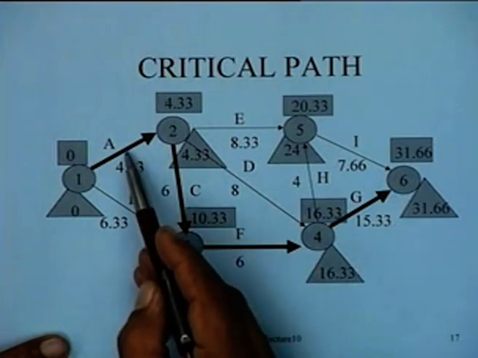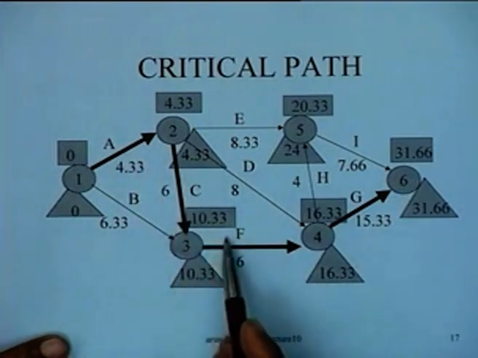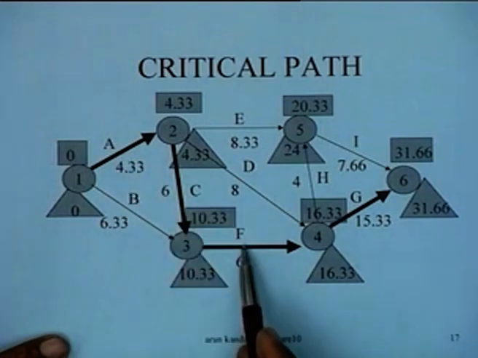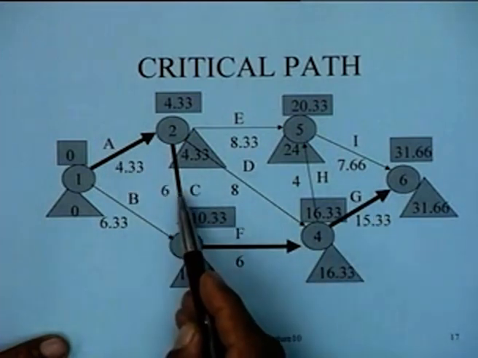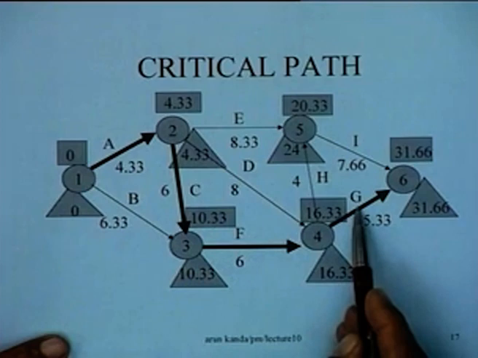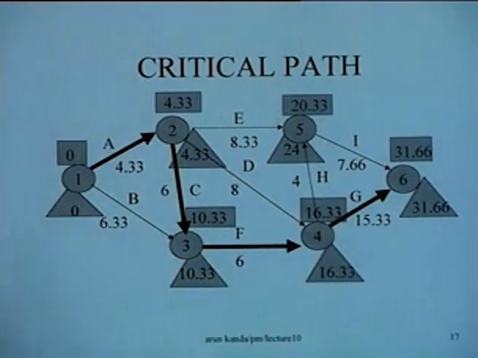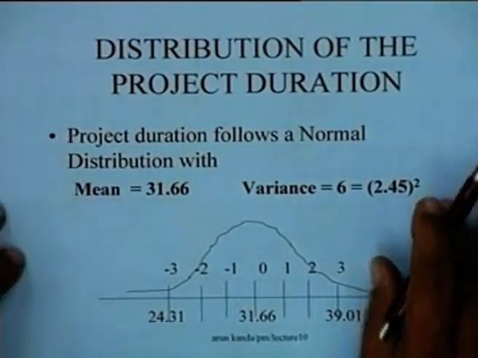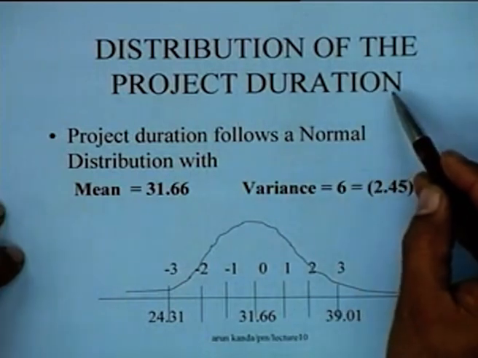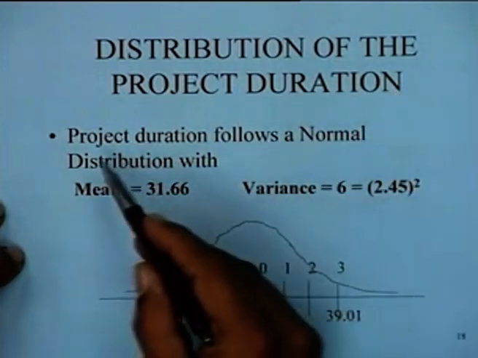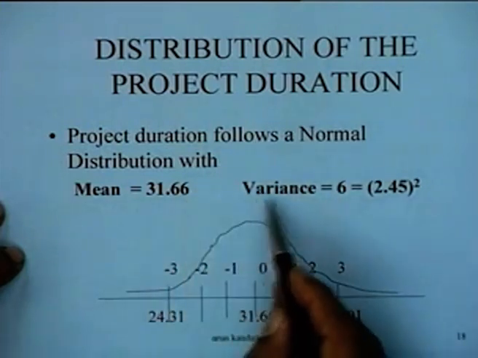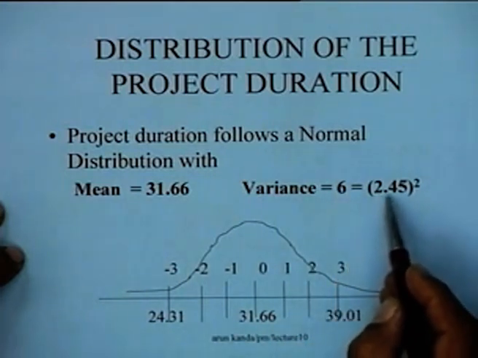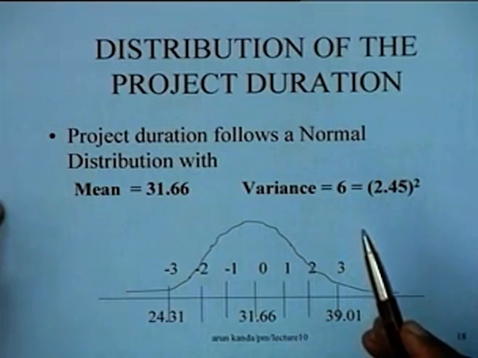And what we do is we now take into account the variances of these individual activities A, C, F and G. We had computed their variances. So the variance of A plus the variance of C plus the variance of F plus the variance of G is in fact equal to 6 in this particular situation from the table of variances that we have. So we can identify the distribution of the project duration. The project duration follows a normal distribution with a mean equal to 31.66 and a variance equal to 6. That means the standard deviation is 2.45 for this particular project.